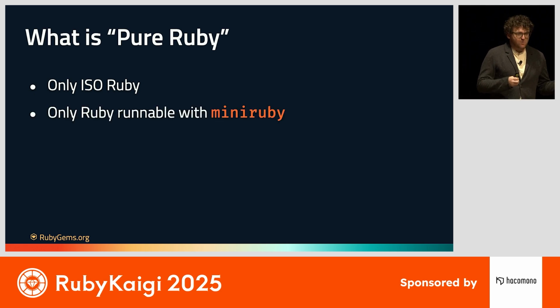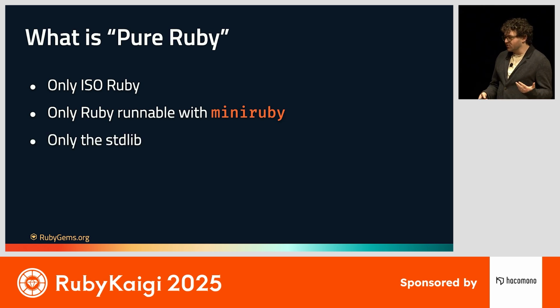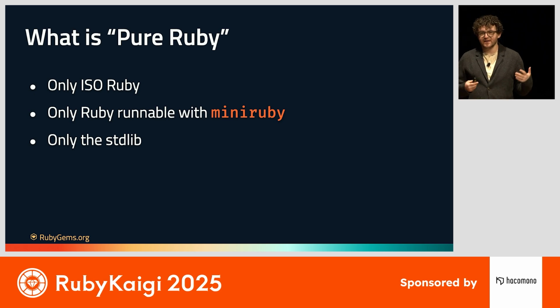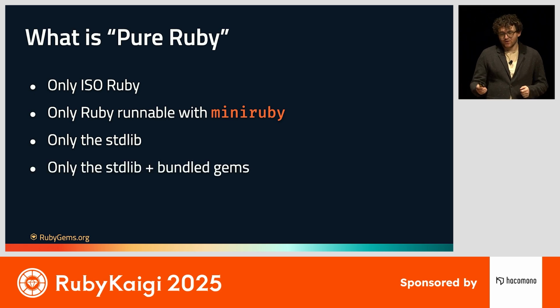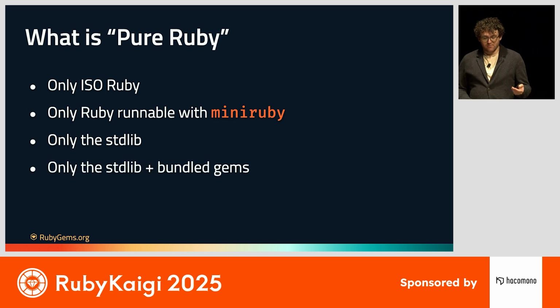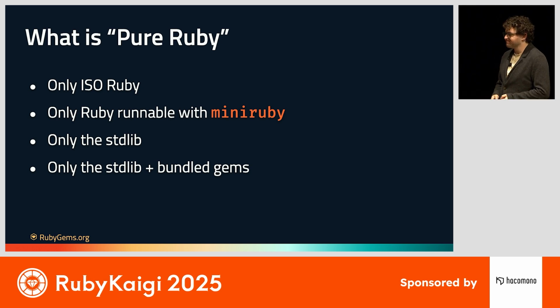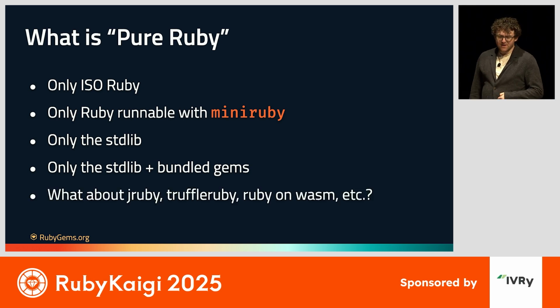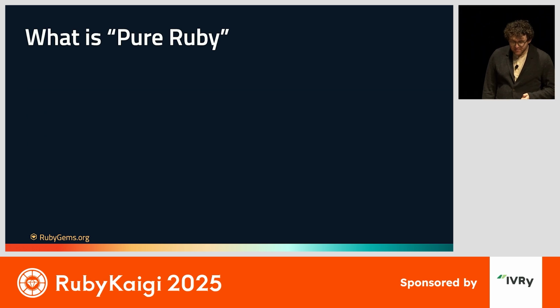Is it only Ruby code that's runnable with mini Ruby? Is it Ruby code that only requires the standard library? Or only requires the standard library and bundled gems? And what about JRuby and Truffle Ruby, running Ruby on WASM, etc.? All of these are kind of reasonable definitions for what it means to be pure Ruby code.